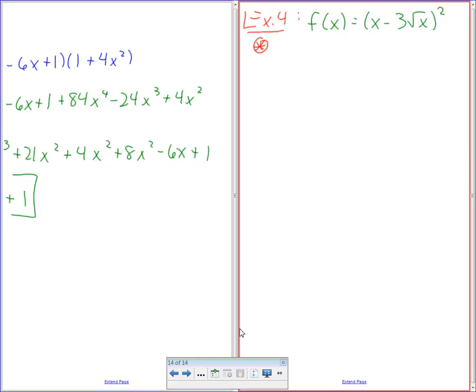Okay, this question looks scary. I think it looks easy. The hint for this one has to do with the square. What do you do with a square? Write it out twice and then do it, okay? So we're going to say f of x, here we go. f of x is equal to x minus 3 root x times x minus 3 root x.